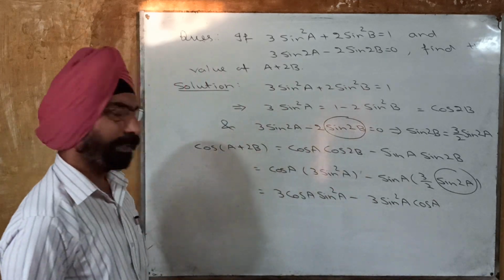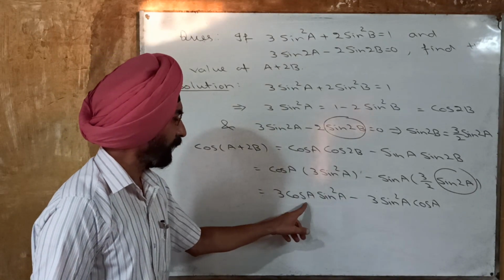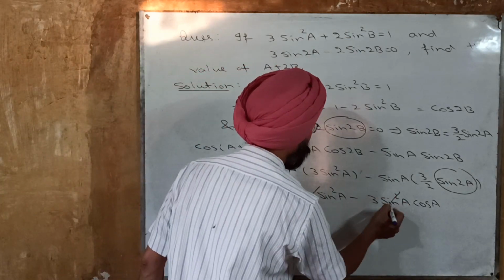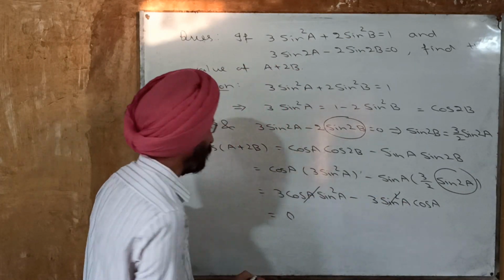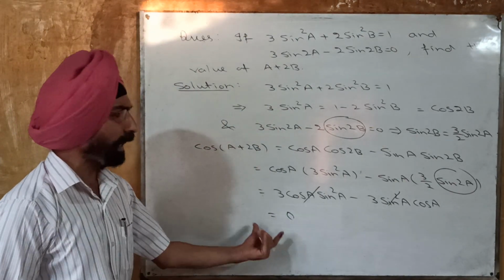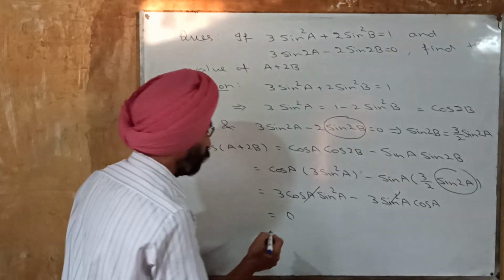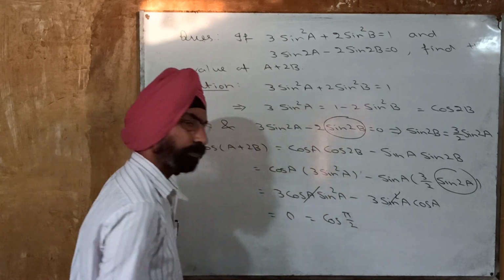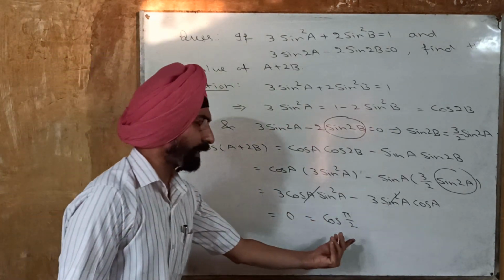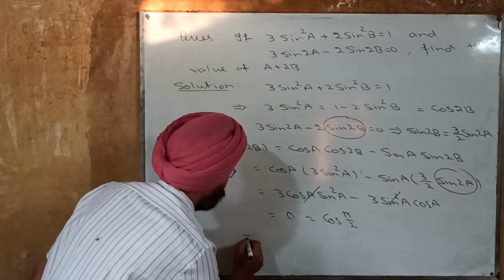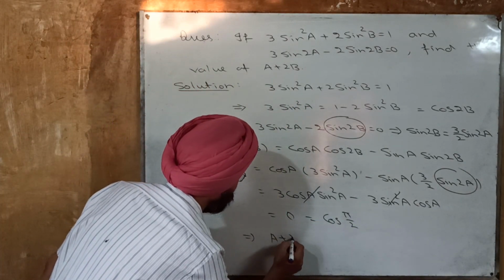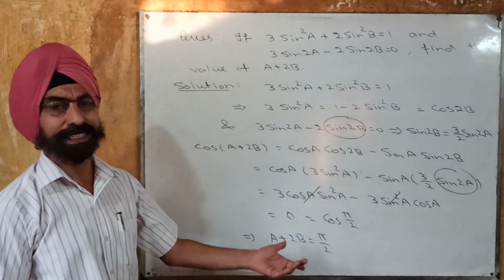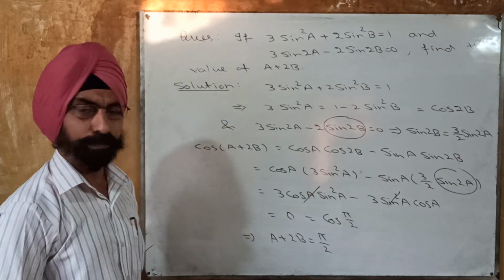So what you are getting here is 3 sin square A cos A minus 3 sin square A cos A. These two terms are going to be cancelled and you are going to get 0. Now cos of A plus 2B is 0. And we know that 0 is the value of cos pi by 2. So cos(A plus 2B) is equal to cos pi by 2, and it implies that the angle A plus 2B is equal to pi by 2, which is the required value of the angle A plus 2B.